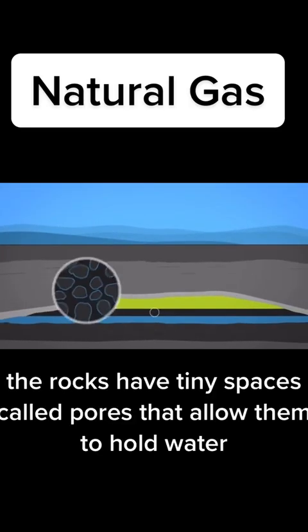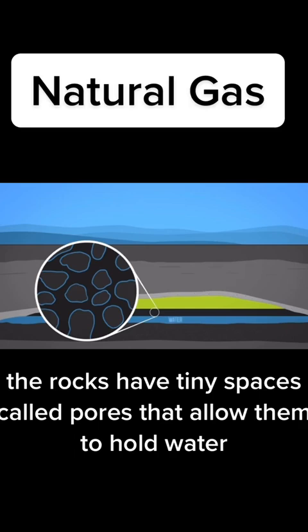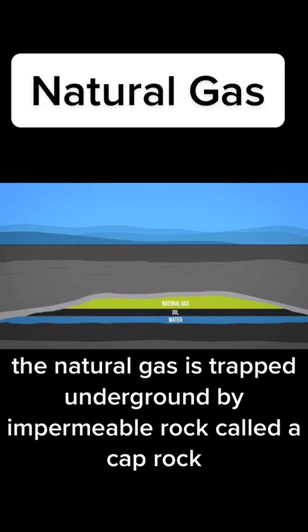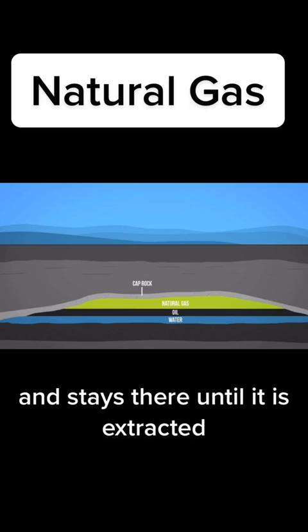The rocks have tiny spaces called pores that allow them to hold water, natural gas, and sometimes oil. The natural gas is trapped underground by impermeable rock called a caprock and stays there until it is extracted.